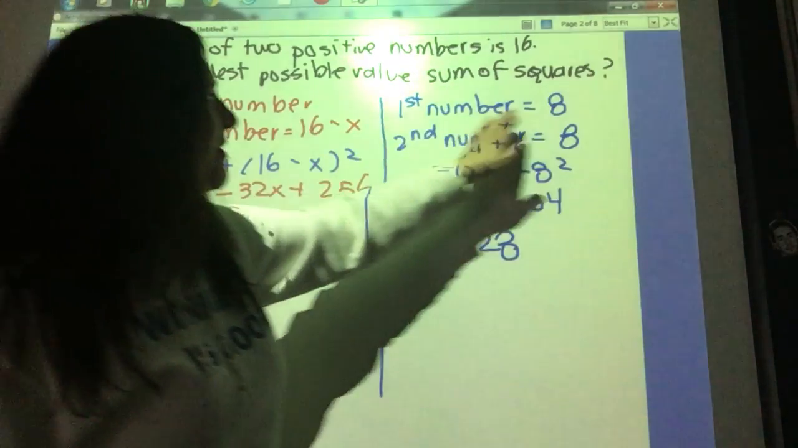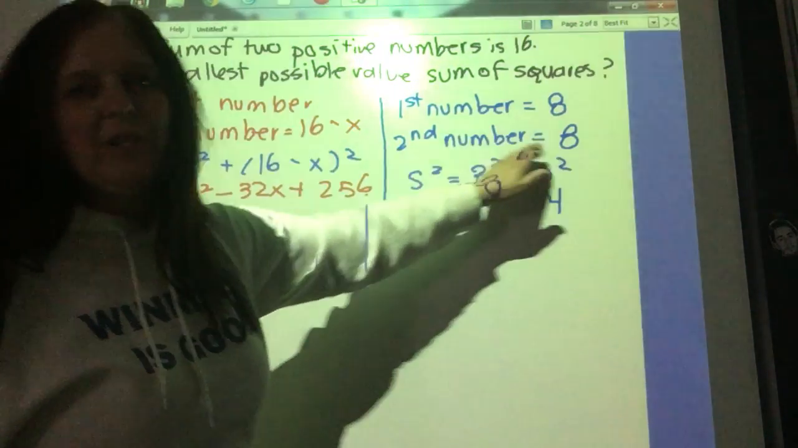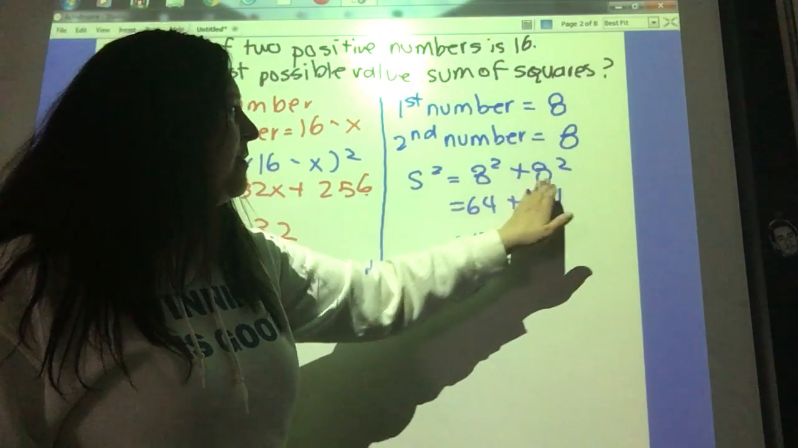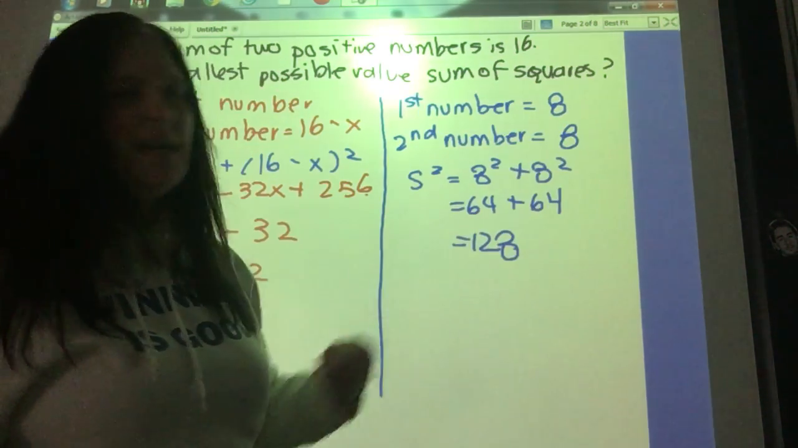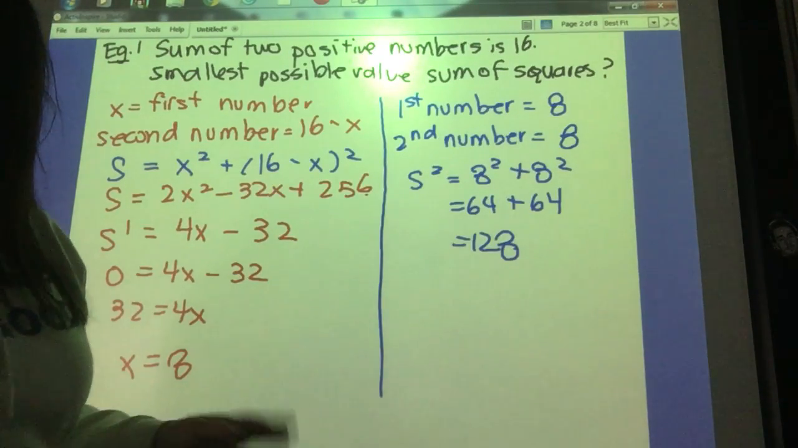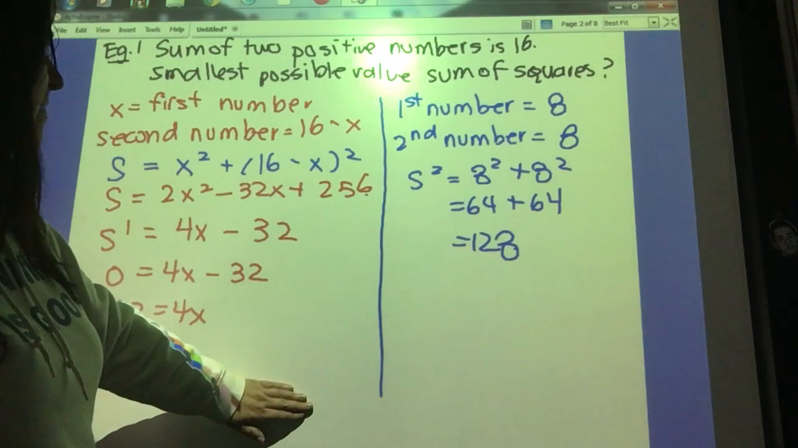So if our first number is 8, then that means our second number is also 8. But the sum of their squares, 8 squared plus 8 squared, 64 plus 64 is 128. So I know I went through that pretty quickly, but I think it's pretty straightforward. That's a nice, easy one to start with.